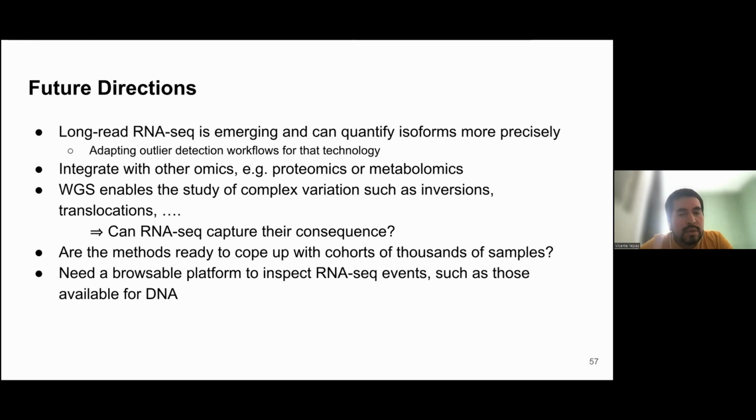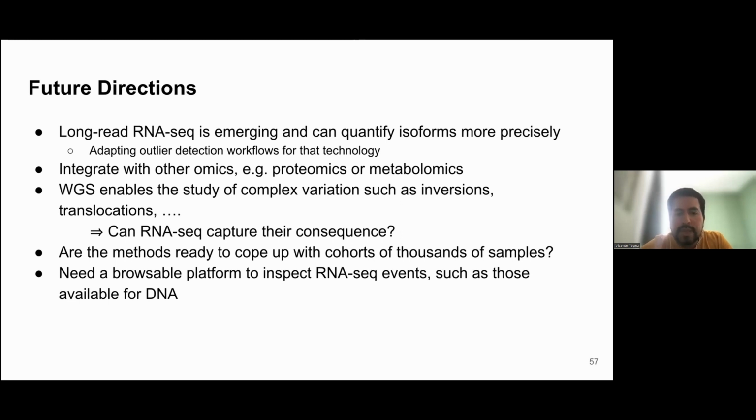Then also, in most of the cases I showed, it was whole exome sequencing that was failing, but now we have whole genome sequencing that is also becoming cheaper and therefore more accessible. And whole genome enables the study of complex variation. So it's not just big deletions, but also inversions, translocations, duplications, short tandem repeats, and so on. The question here will be, can RNA-seq capture their consequence? So we'll need cases with those different variants, coupled with RNA, to be able to investigate how well RNA-seq performs there as well.